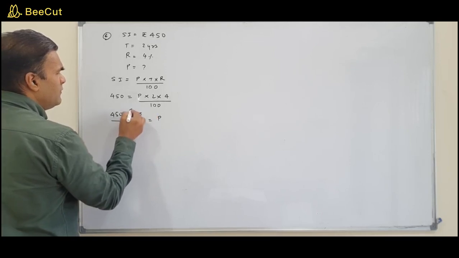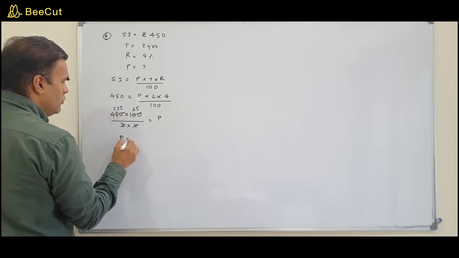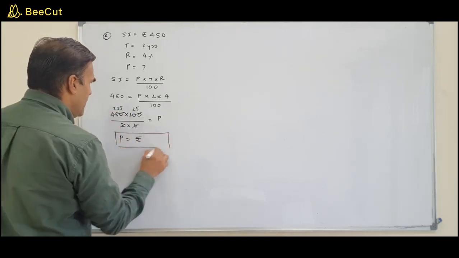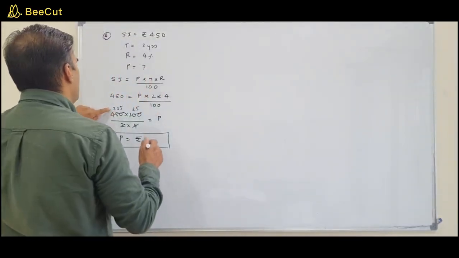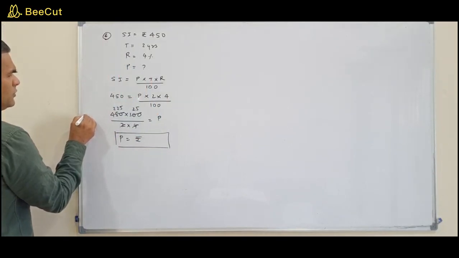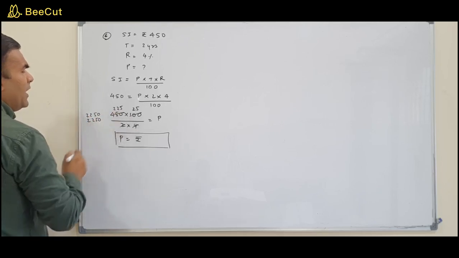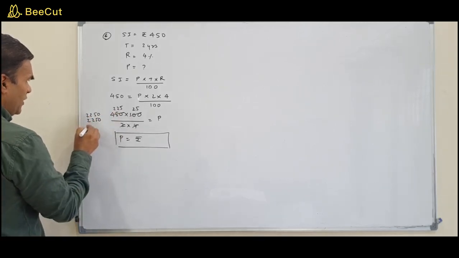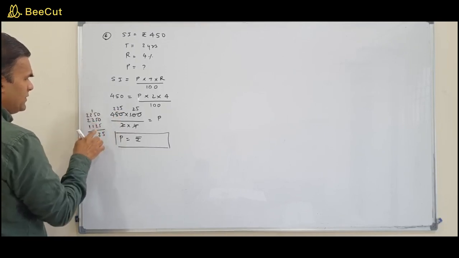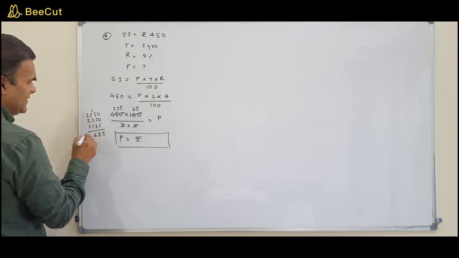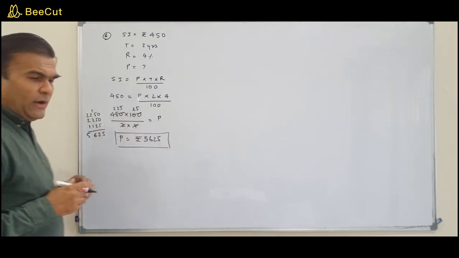Can we find? Of course sir. 4 ones are 4, 25 fours are 100, so 225. So you get your principal amount, that is 225 multiplied by 25. That's going to be 5625. So what is asked in the question?